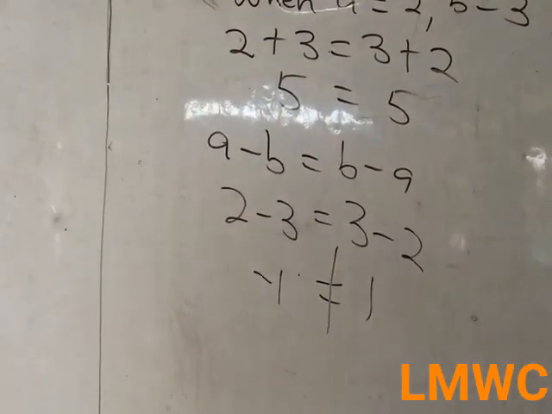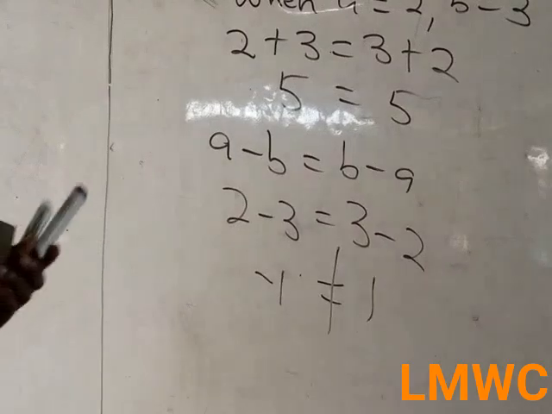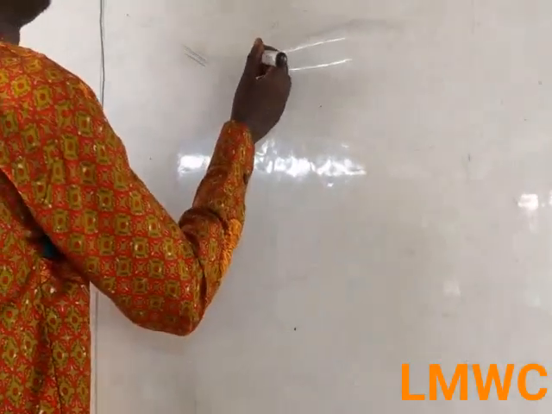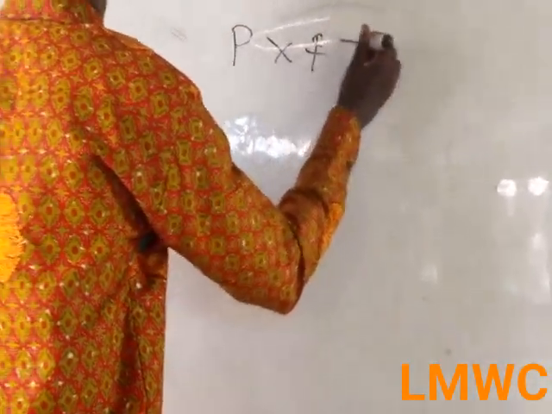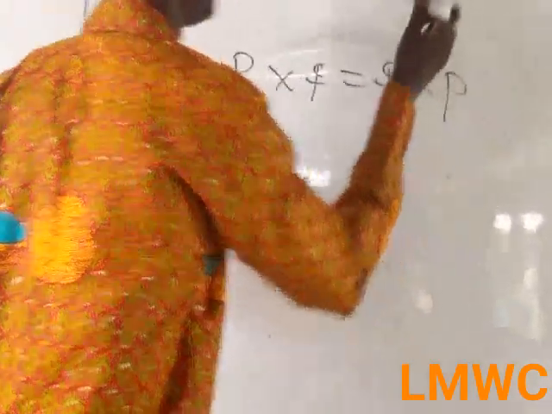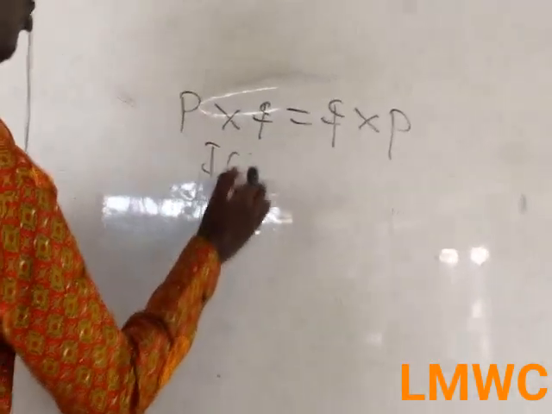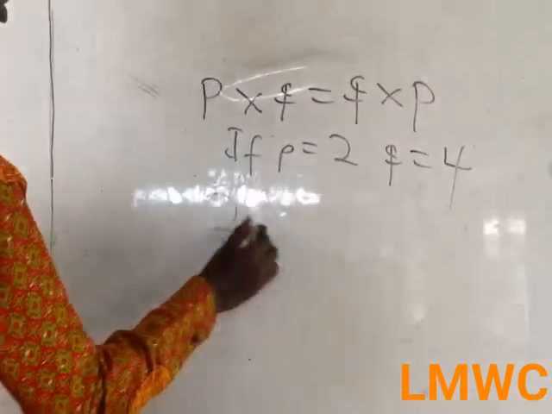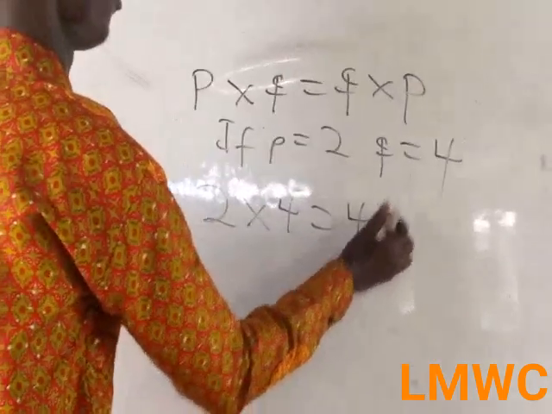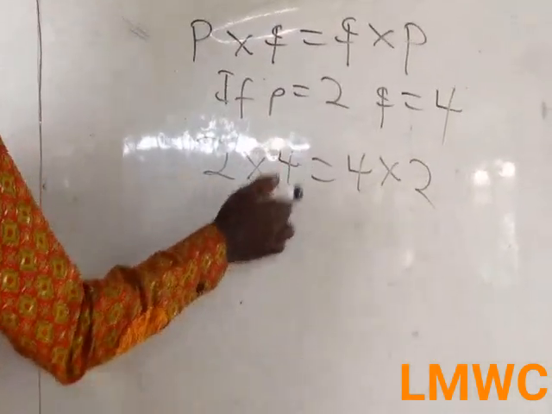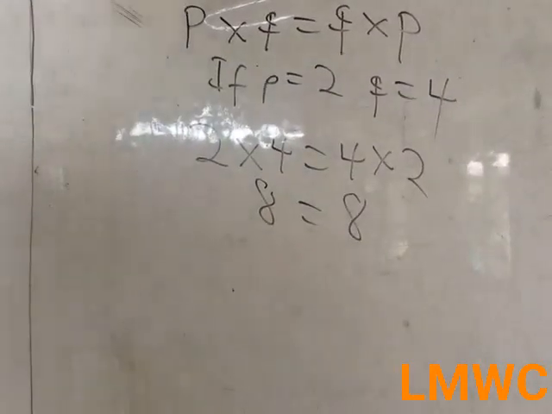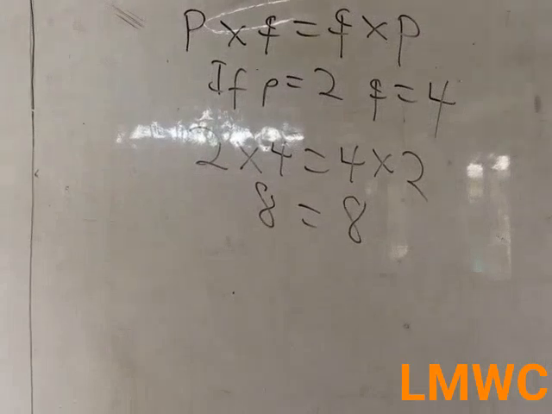So we also have commutative property of multiplication. And under commutative property of multiplication, we have an expression like p times q is equal to q times p. This means if p is equal to 2 and q is equal to 4, 2 times 4 is equal to 4 times 2. 2 times 4, we are having what? 8. 4 times 2 is what? 8. This means multiplication of integers is commutative.